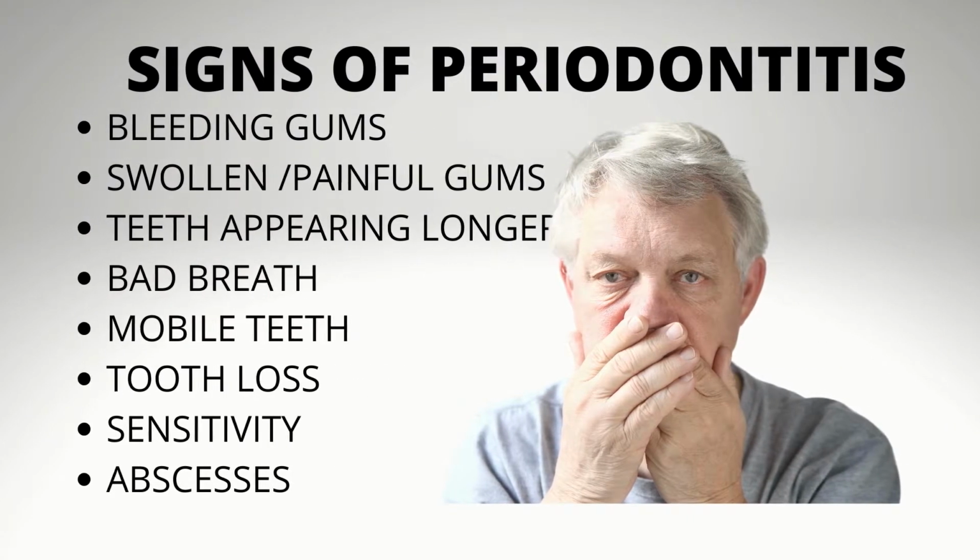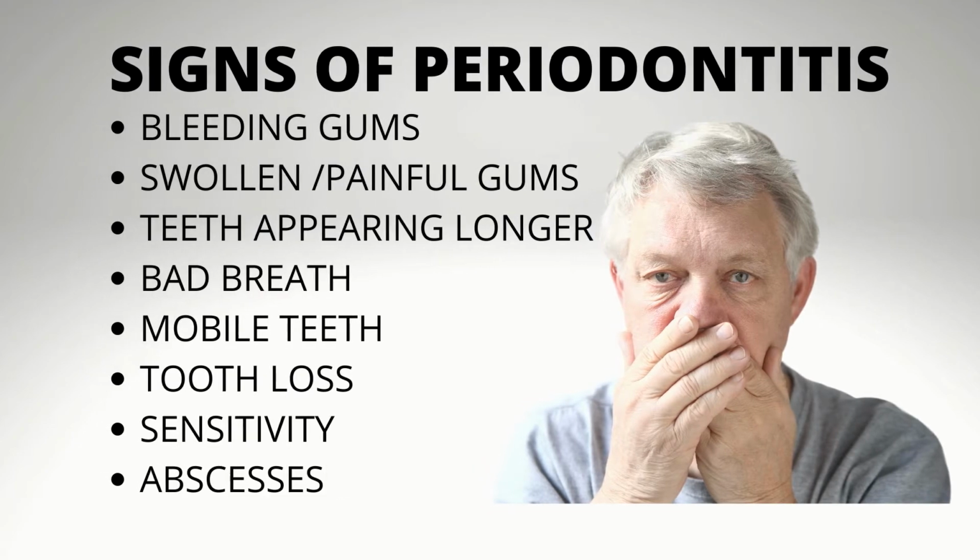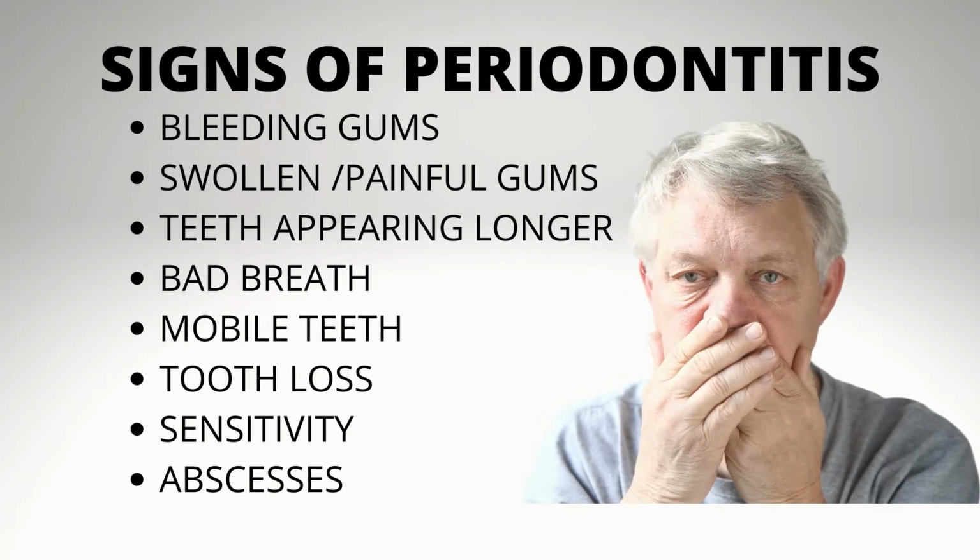Number one is bleeding gums. Normal healthy gums do not bleed. So if your gums are bleeding while brushing or bleeding spontaneously, or when you wake up in the morning you see blood on the pillow, then there's every chance that you suffer from gum disease.